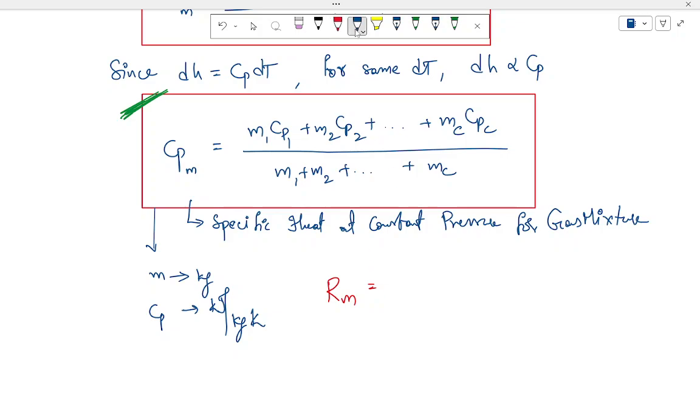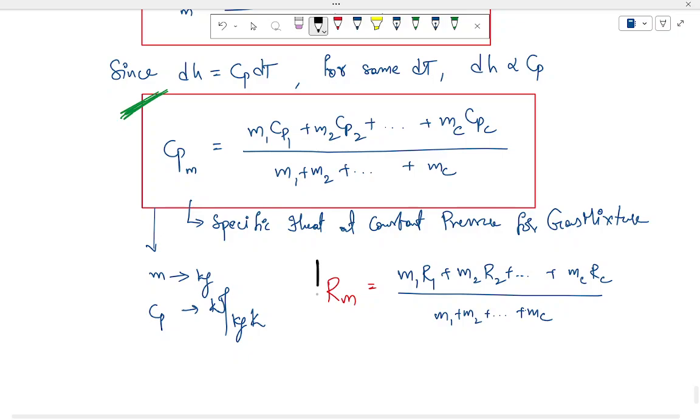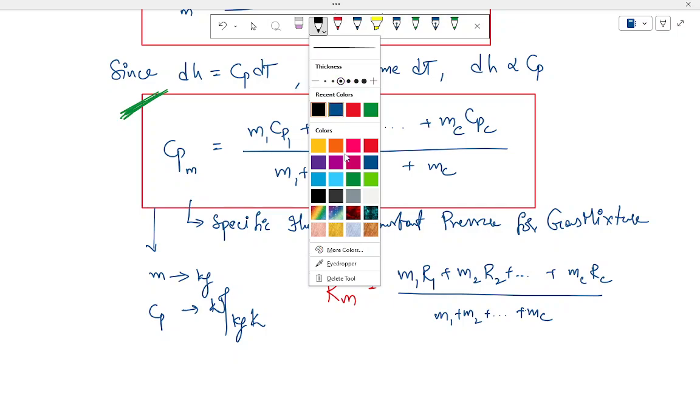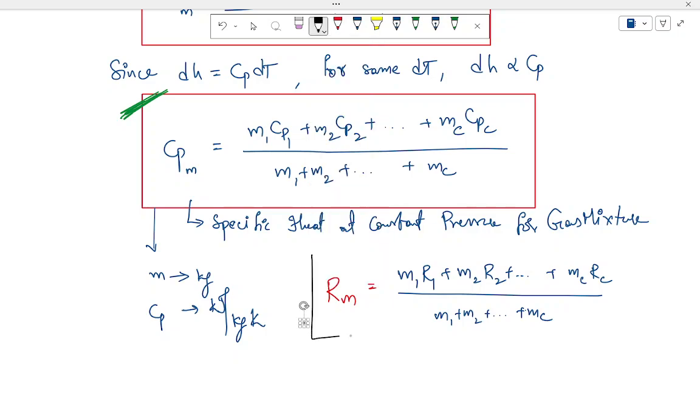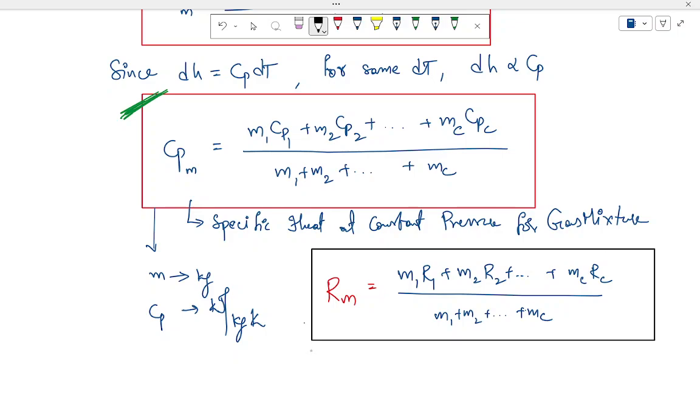So it is nothing but M1R1 plus M2R2 plus so on plus McRc by M1 plus M2 plus so on plus Mc. So that is the formula for your Rm. It is also similar to the previous discussion that I have already discussed regarding your Cv.